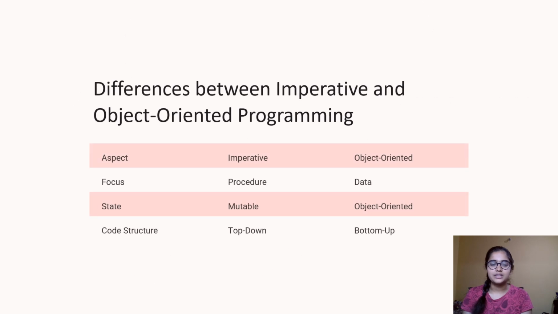Difference between imperative and object-oriented programming. The focus for imperative is procedure, and for object-oriented it is data. The state of imperative is mutable, and for object-oriented it is the object itself. And the code structure for imperative is top down, and the code structure for object-oriented programming is bottom up.